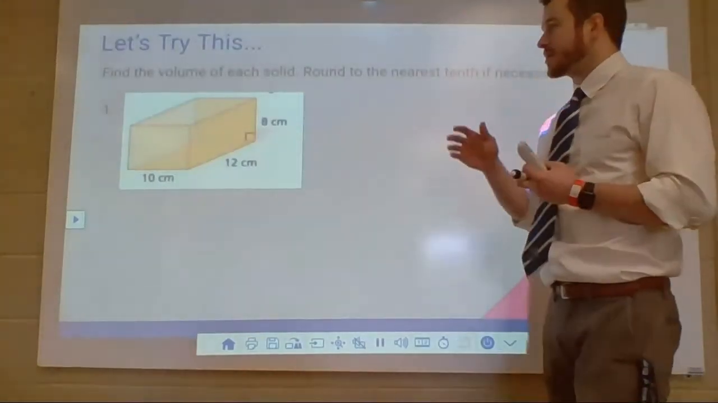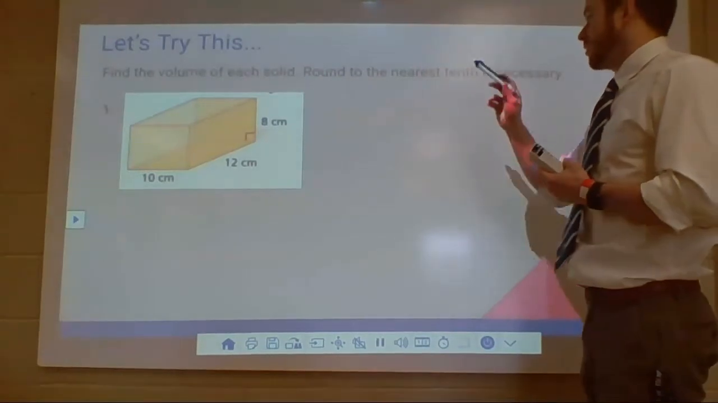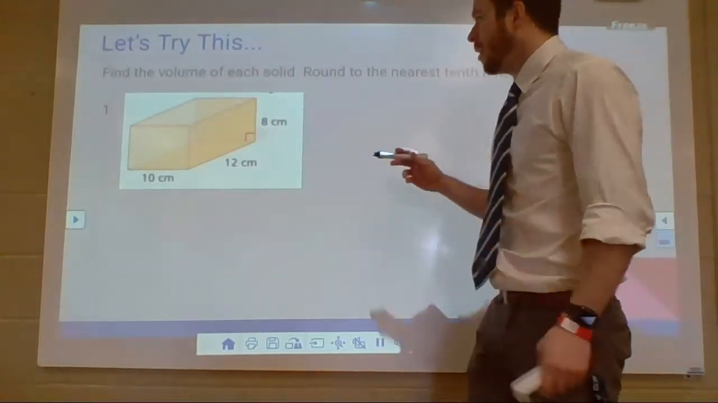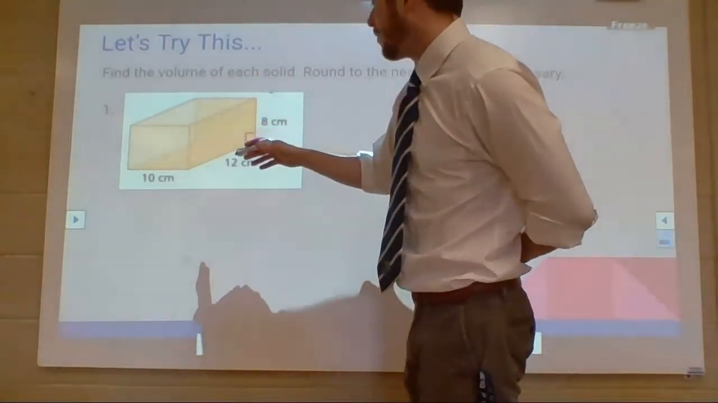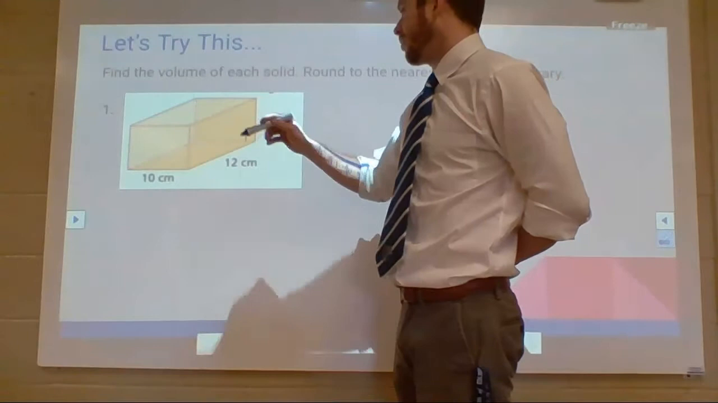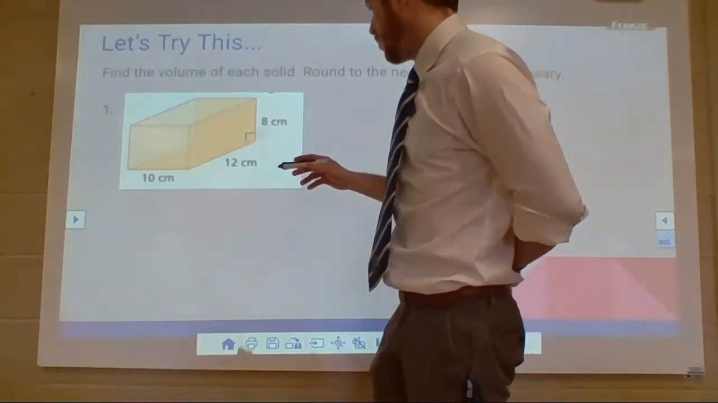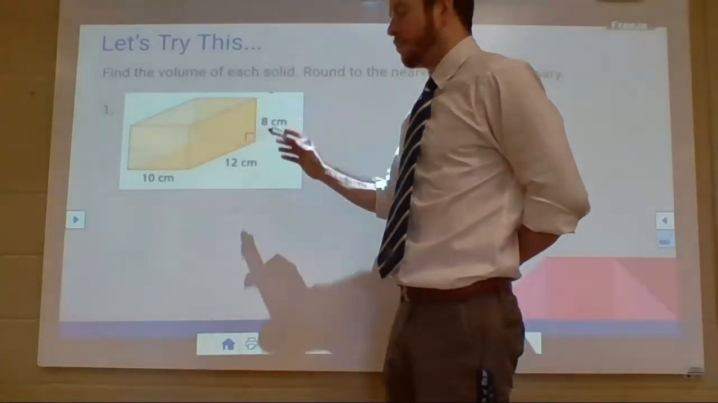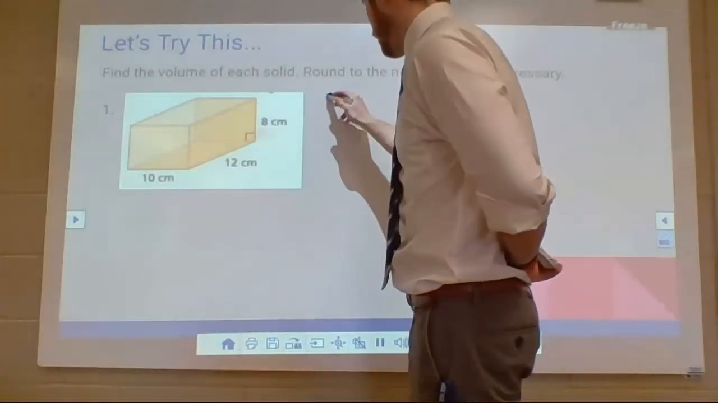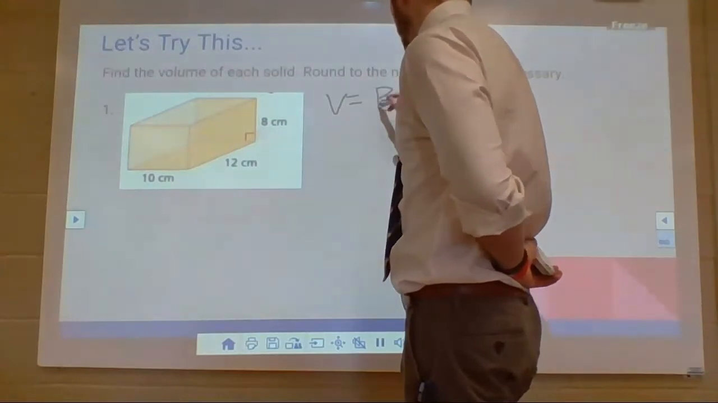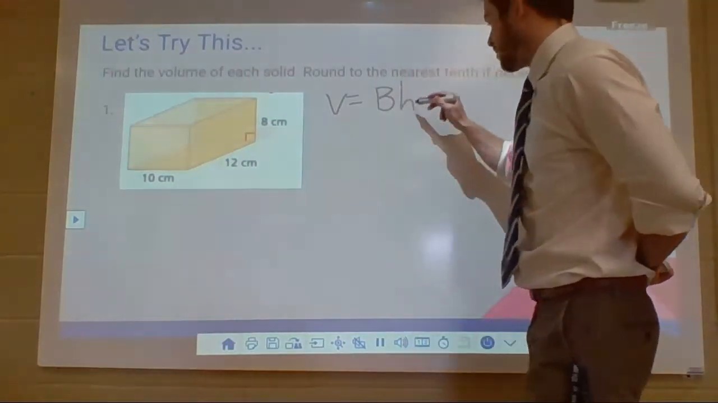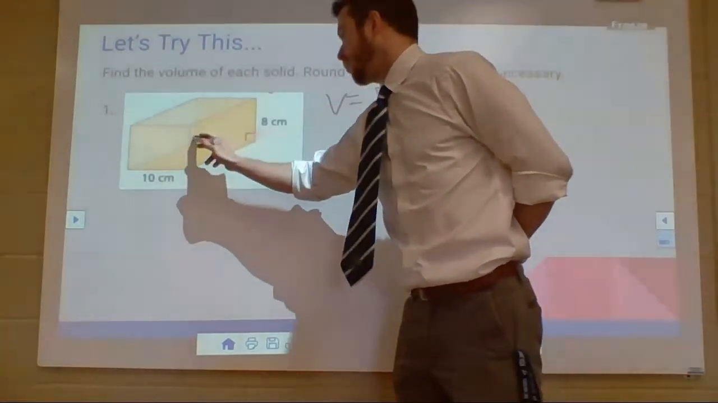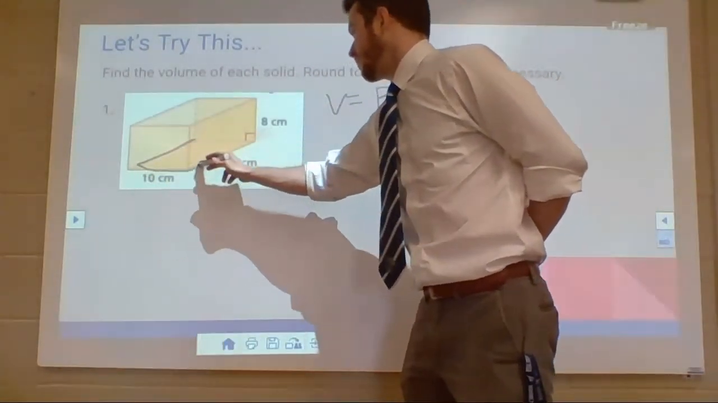Alright, so let's try this. This says to find the volume of each solid and to round to the nearest tenth if necessary. Okay, well, here we have what looks like a rectangular prism. So we want to find the area of the base here first and then multiply it times the height, right? So volume is equal to the area of the base times the height. So what's the area of the base of the rectangle? What are we going to do here?